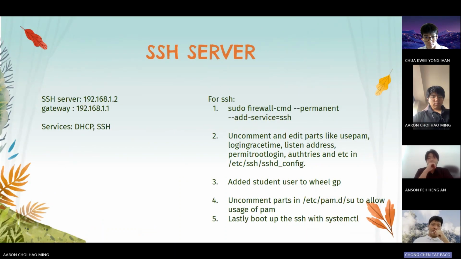So for the SSH server, we have the IP 192.168.1.2. It consists of DHCP and SSH. So for SSH, we configured the firewall by adding the service SSH and uncommented parts like UsePAM, LoginGraceTime, ListenAddress, PermitRootLogin, and so on.